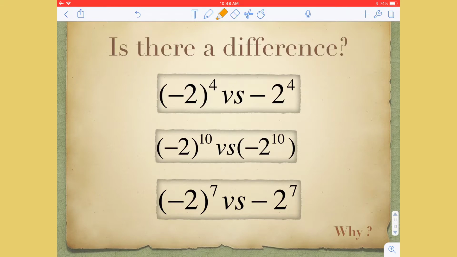Now, I encourage you to pause this video and think about this question, is there a difference? And maybe utilize your calculator and solve each of these to see if you notice anything different about each of these expressions.